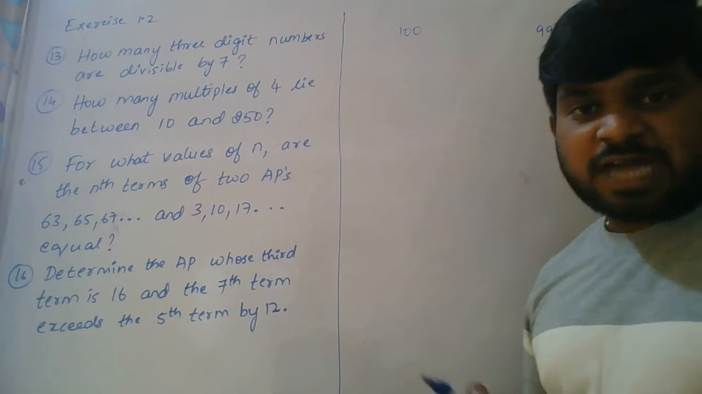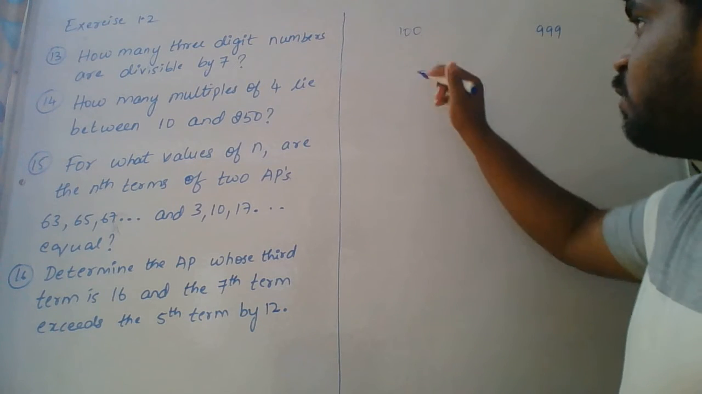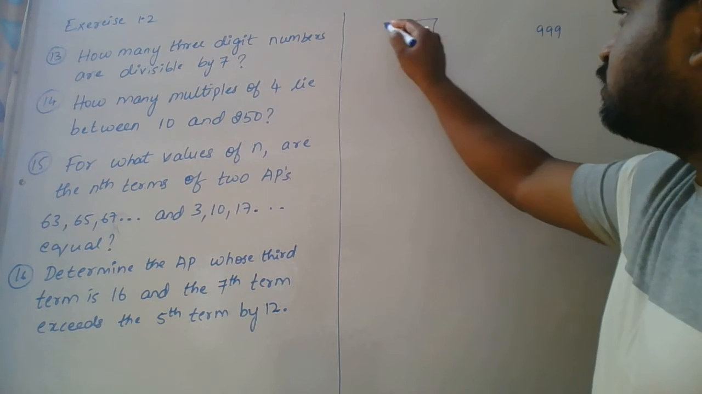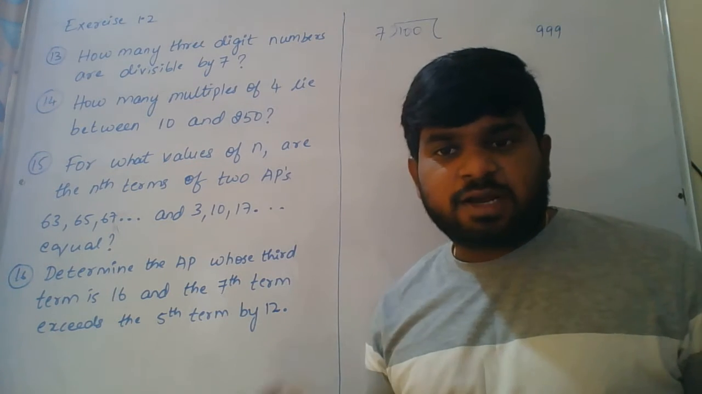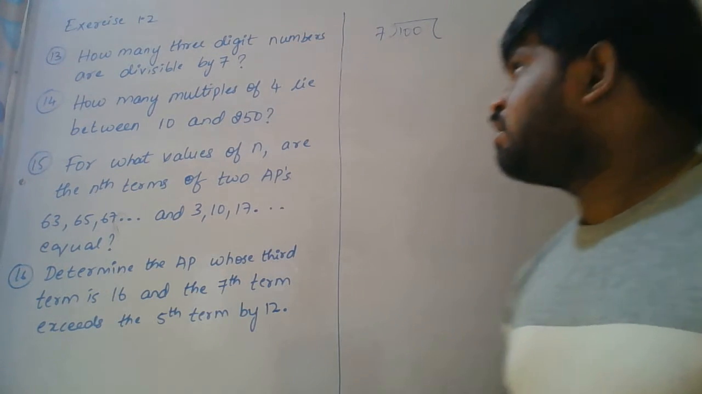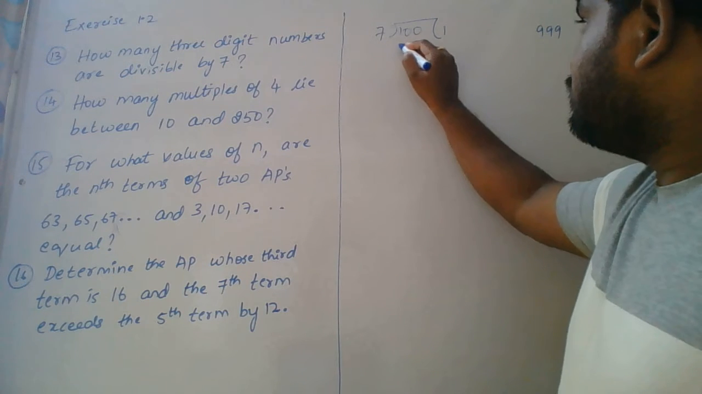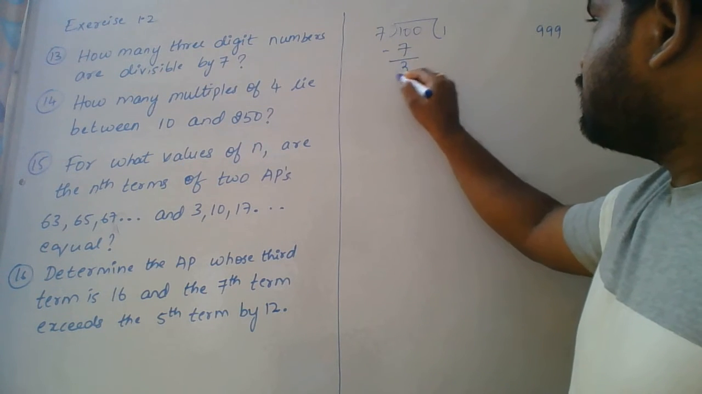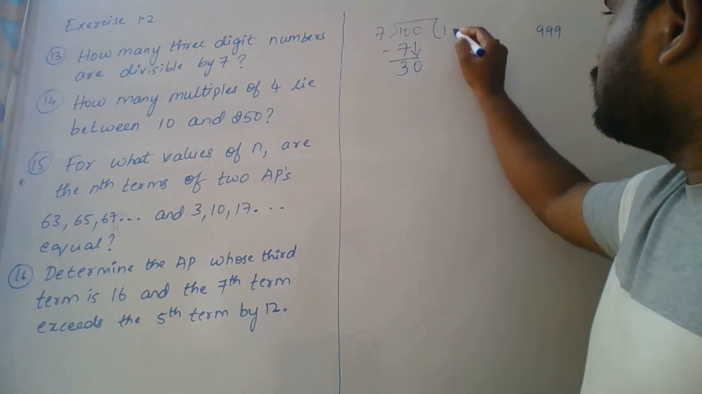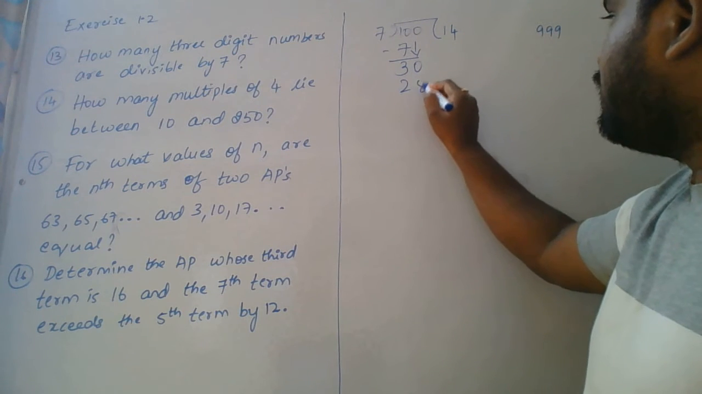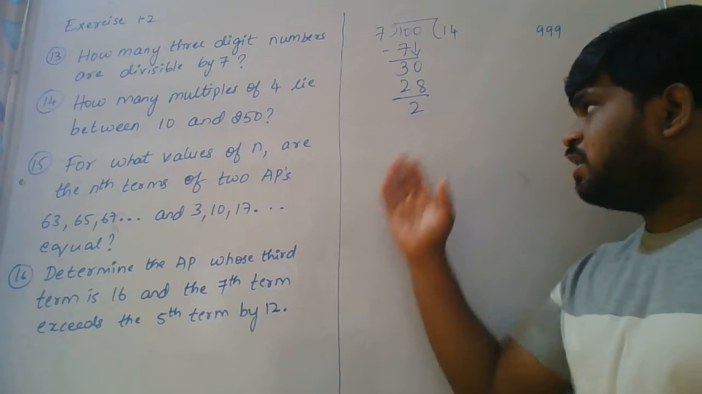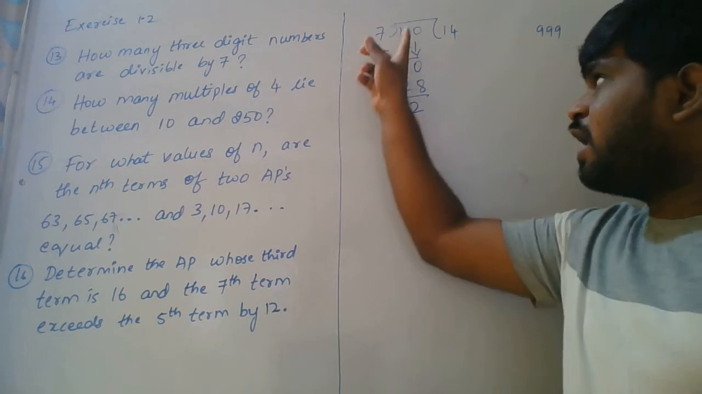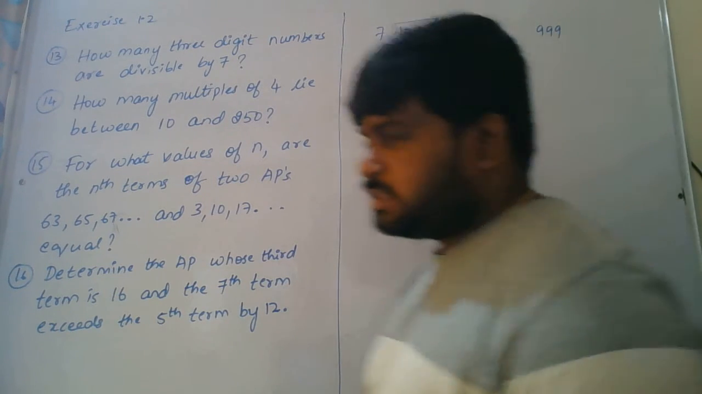Okay. Now let's start with 100 itself. Let's check whether 100 is divisible by 7. What do I mean by divisible? If it is divisible, then the remainder should be 0. So 7 ones are 7. 10 minus 7 is 3. Bring down this 0. 7 fours are 28. So the remainder is 2. As you can see, the remainder is not 0. Therefore, 100 is not divisible by 7.